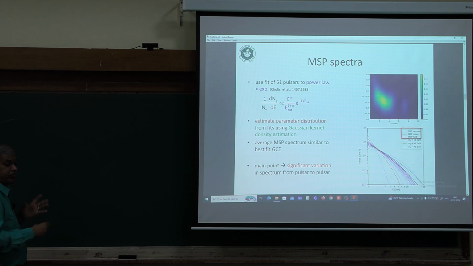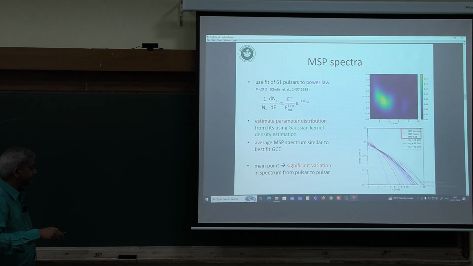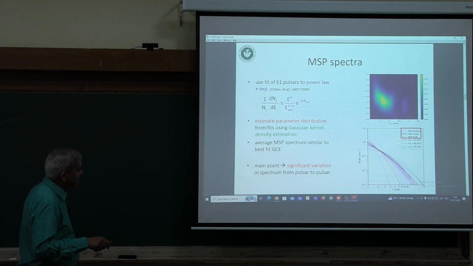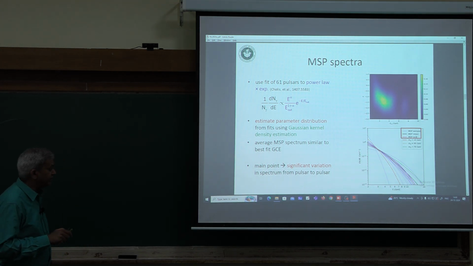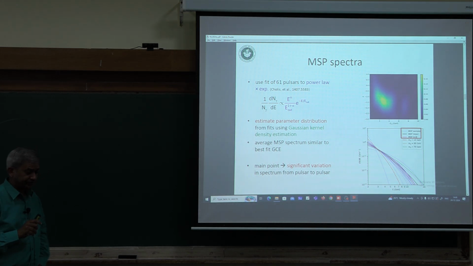So this is basically the probability distribution you end up getting for those parameters. Now what I've plotted here in these light purple lines are 30 spectra, which are randomly drawn from this probability distribution. The line in black here is the average you get from many spectra drawn from this distribution. And the solid purplish line here is the best fit of the galactic center excess to this functional form, again, done by Cholis and company.